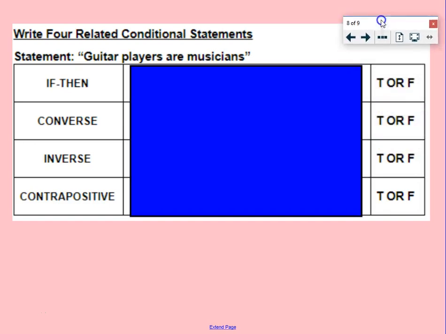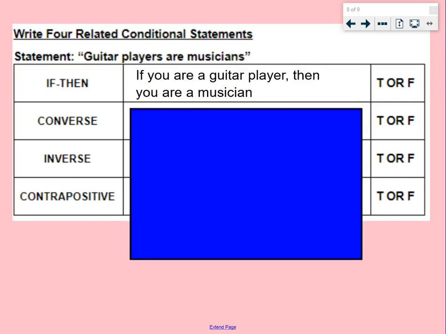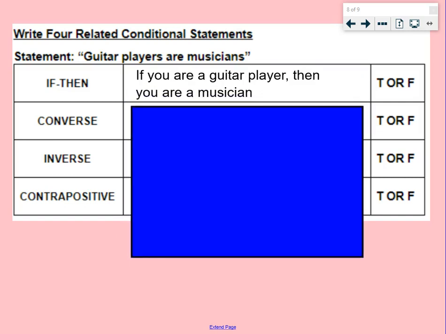So for practice, we are going to write 4 related conditional statements. So our statement is the guitar players are musicians. So for if-then, we would say if you are a guitar player, then you are a musician. We put the hypothesis in front and then the conclusion at the end after the then.